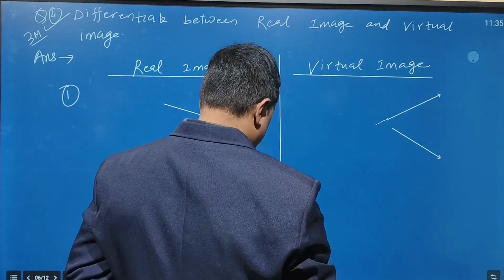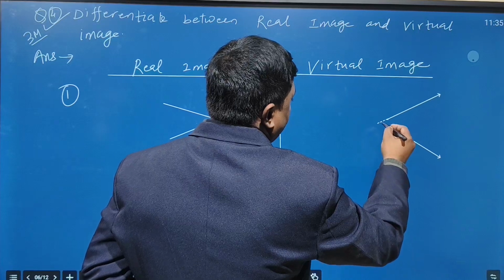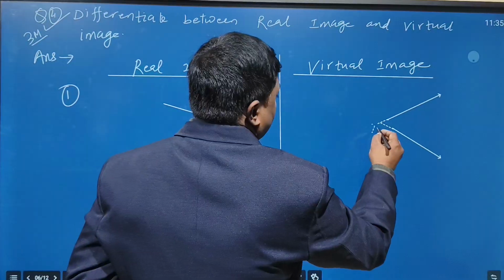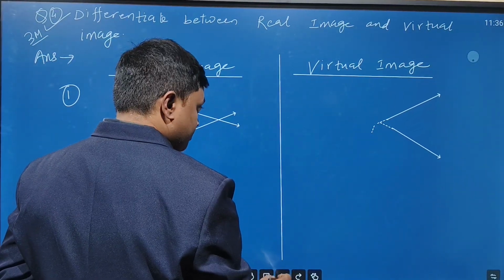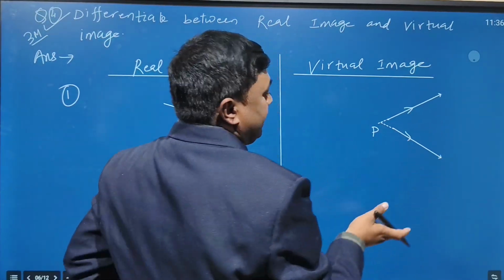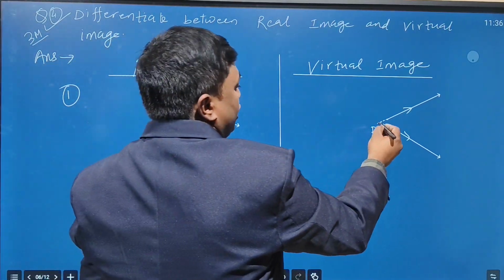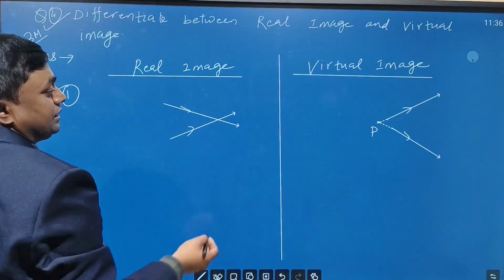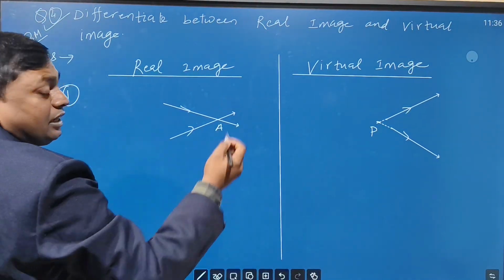Okay, and this light ray will appear to meet, yes or no, at this point P. So which type of image is formed? Here virtual image is formed. These light rays are divergent rays and they can't meet. So you have to produce them backward. So they will appear to meet at this point. So here virtual image is formed. But here you see these two light rays are there, which are meeting at a point. Okay? So this point A is there. So here real image is formed.